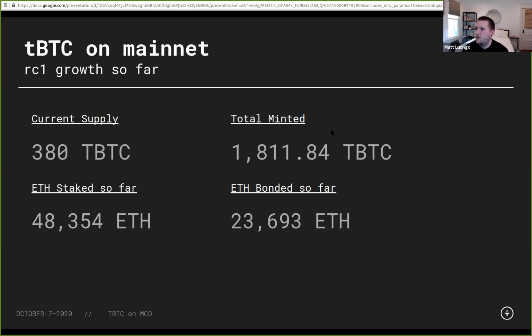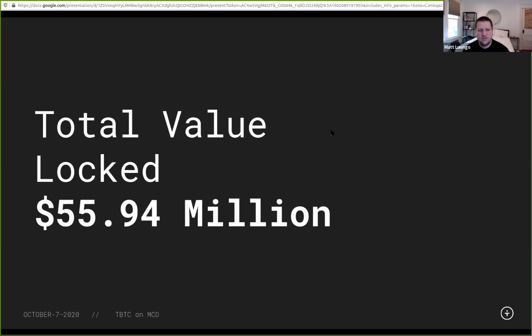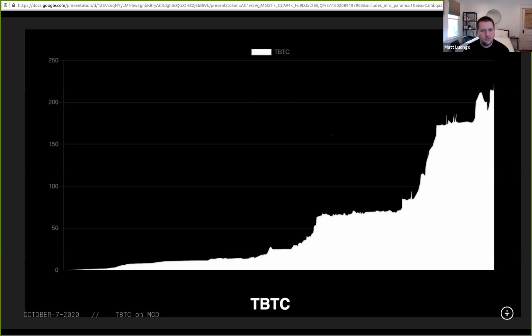48,000 ETH right now is in the system and ready to back the tBTC bridge. 23,000 is currently locked and actually backing Bitcoin. So the TVL right now is 55 million, and that's Keep that's been locked, ETH, and BTC. This is the growth so far.